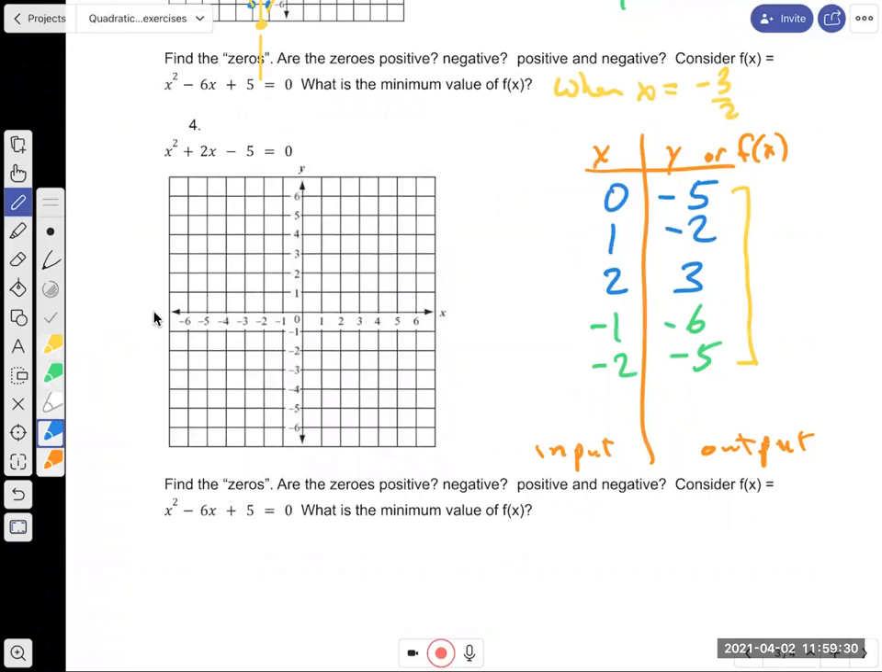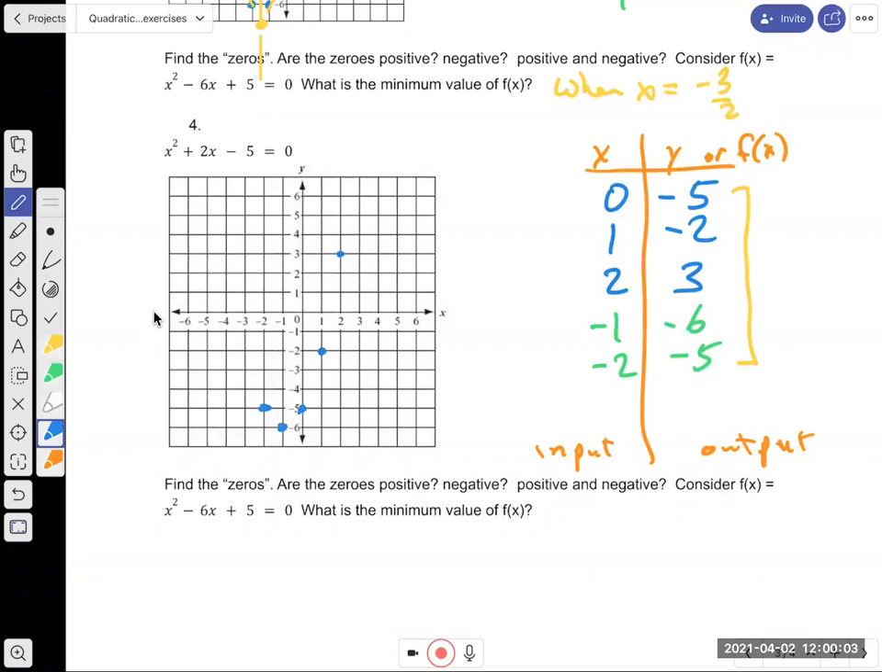So when x is 0, y is minus 5. When x is 1, it's minus 2. And when it's 2, it's 3. So you see now we're not going to have a whole number when we cross the x-axis. Minus 1 is minus 6, and minus 2 is minus 5. And so we appear to have found the bottom point.